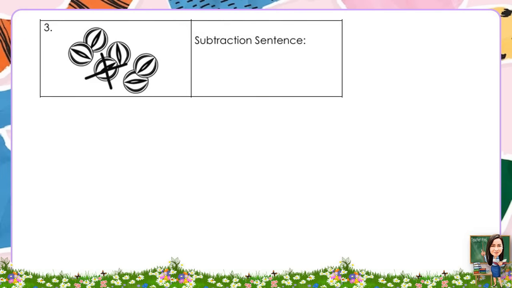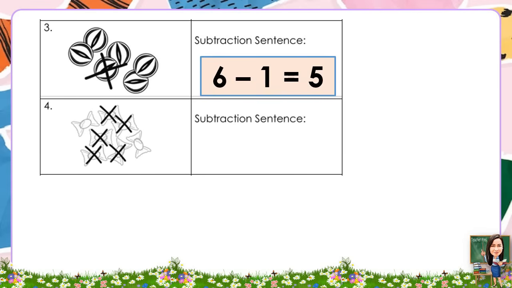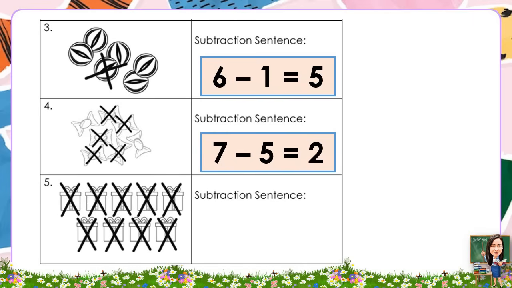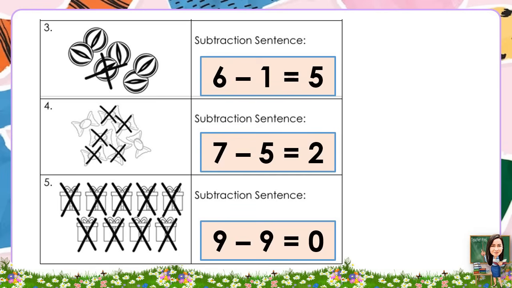Number 3. There are 6 marbles. 1 marble is taken away. There are 5 marbles left. The subtraction sentence is 6 minus 1 equals 5. Number 4. There are 7 candies. 5 candies are taken away. 2 candies are left. The subtraction sentence is 7 minus 5 equals 2. Number 5. There are 9 gifts. 9 gifts are taken away. So the subtraction sentence is 9 minus 9 equals 0.